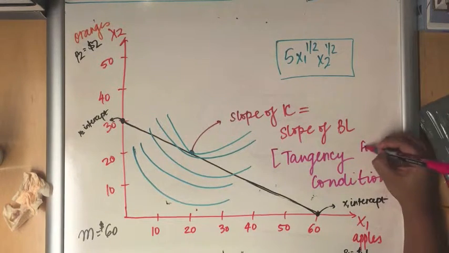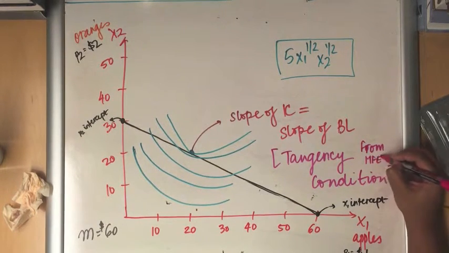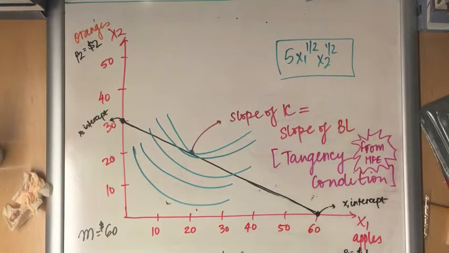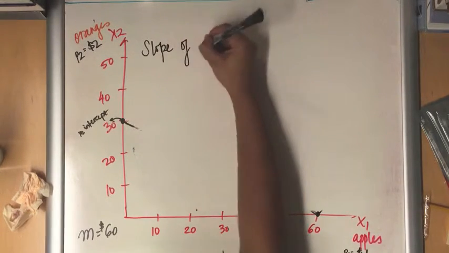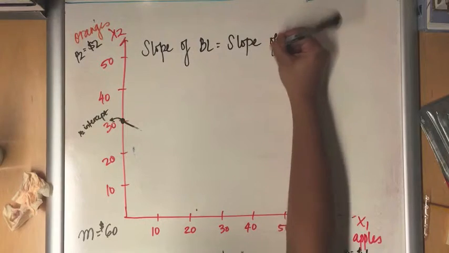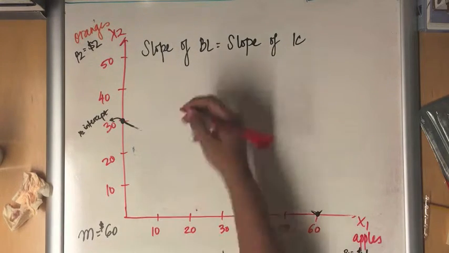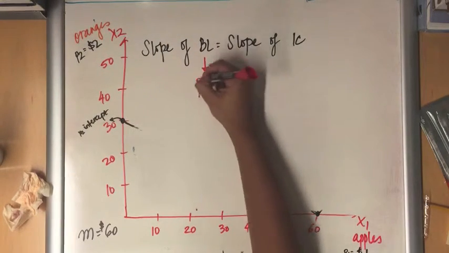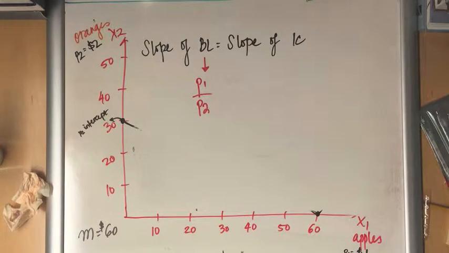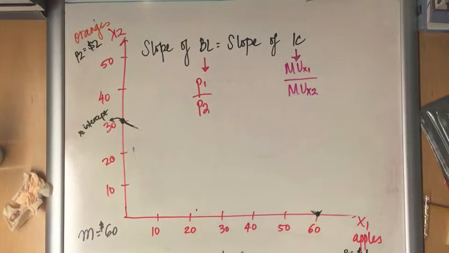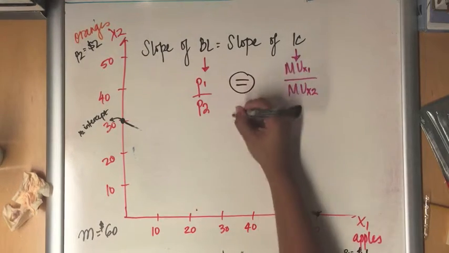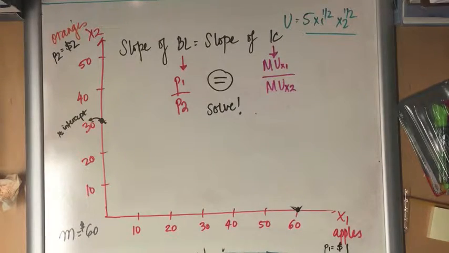At this point, the slope of the indifference curve equals the slope of the budget line, which is also called the MRS. We know from the previous video that the slope of the budget line is the ratio of the prices of the two goods, which is P1 over P2. The slope of the indifference curve is MU of x1 over MU of x2. Now we just need to equate the two and solve.